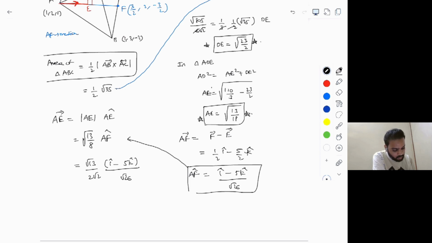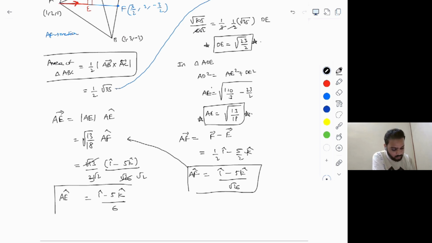Now, here clearly root 13 can be cancelled out. This will be square root of 2 into square root of 2. Finally, what we get is I cap minus 5K cap, and this will be whole divided by, and here it is root 13 by root 18, right? So root 18 is 3 root 2. So 3 into 2, which will give you 6. So finally, AE cap is equals to I cap minus 5K cap divided by 6.